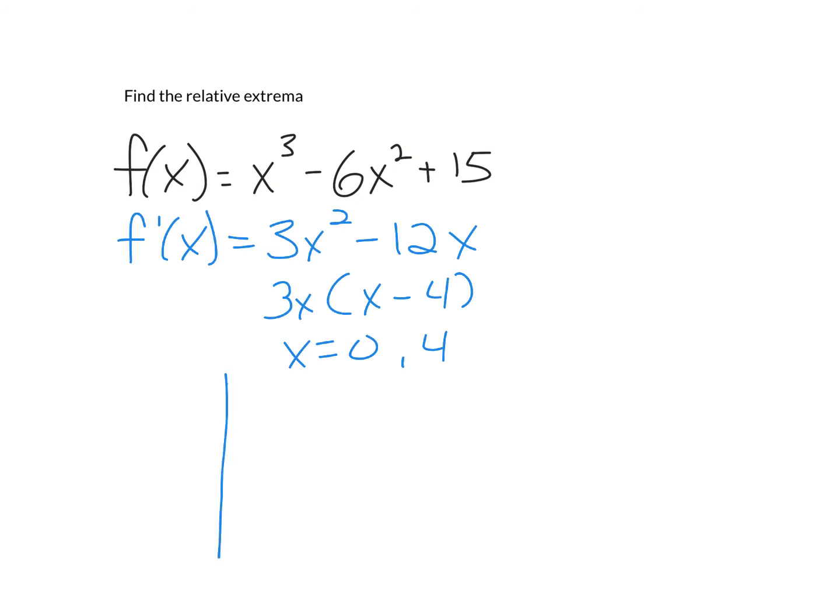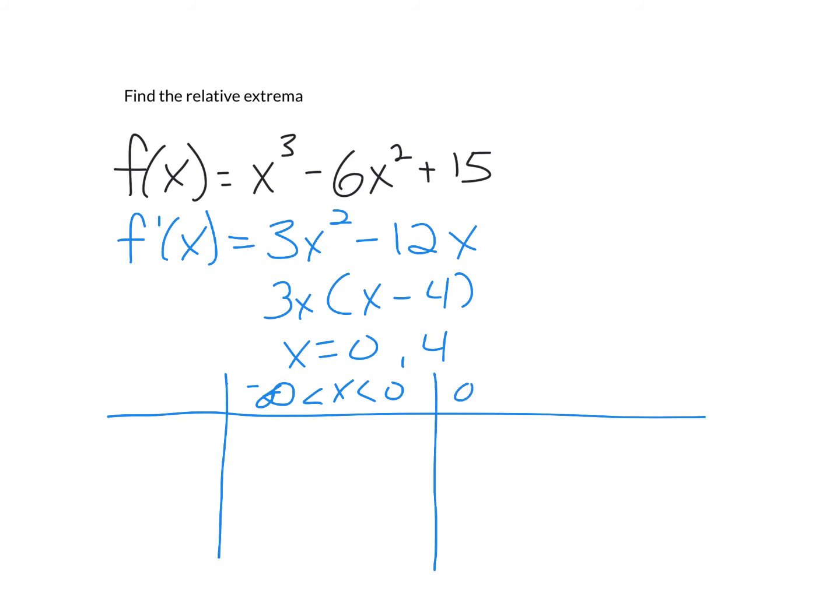Let's make our fun little chart. 0 is the smallest, so we go from negative infinity, that's a terrible infinity sign, forgive me, to 0. And then we go from 0 to 4. And then 4 to infinity. So, pick a value less than 0, let's do negative 1. And between 0 and 4, we can't pick 0, that's sad. Let's pick 1, and then greater than 4, let's pick 5.